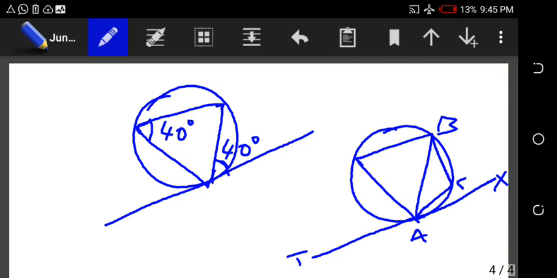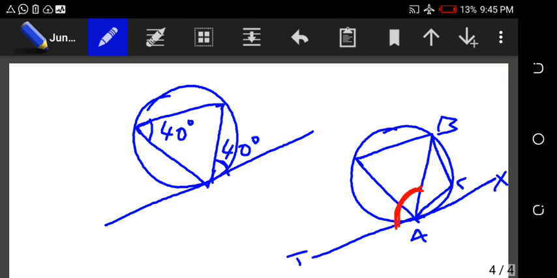Now when we want to consider the value of the angle here, that is angle TAB, that angle is formed in between the chord AB and the tangent TAX. And the theorem states that this angle formed in between them is equal to the angle formed by the chord in the alternate segment.